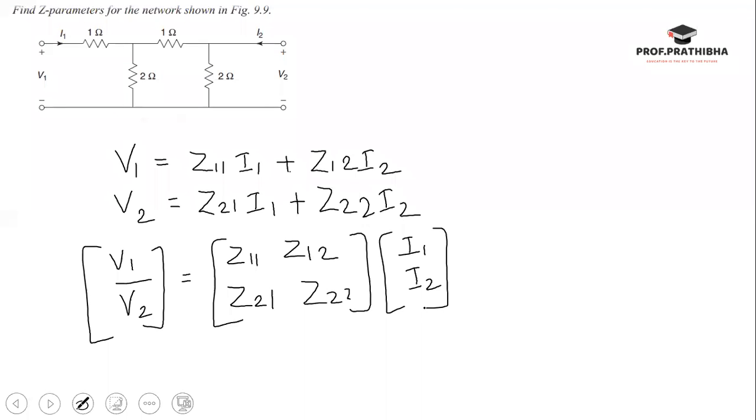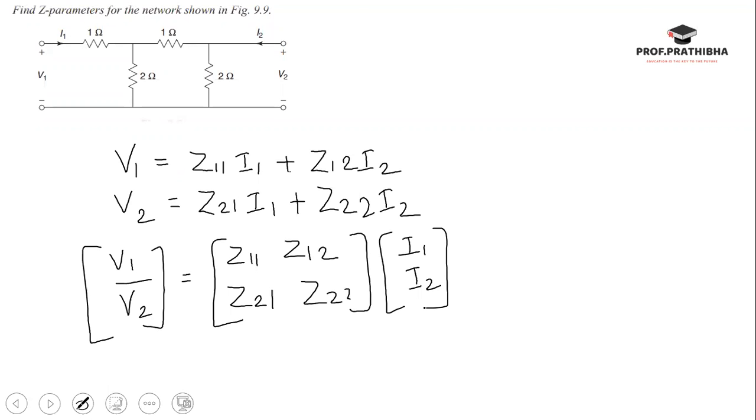Just tell me when it is done. Voltage will come on the left hand side, current will come on the right hand side. Z11, Z12, Z21, Z22 will come like this. Can I proceed?